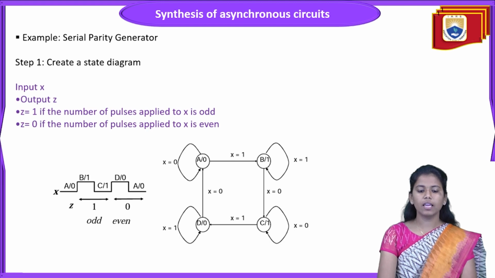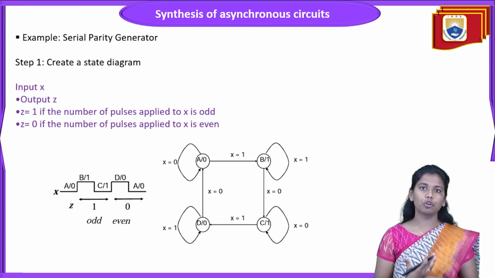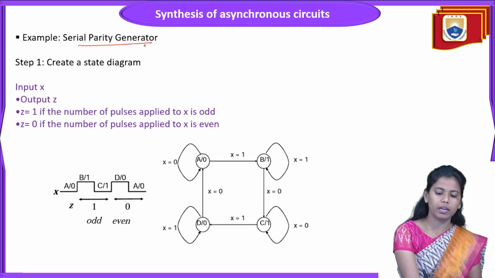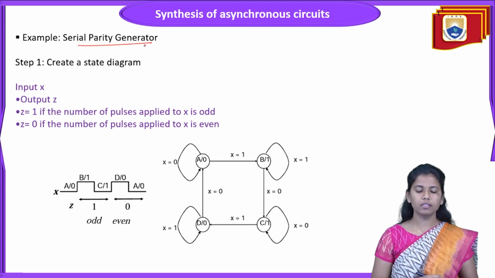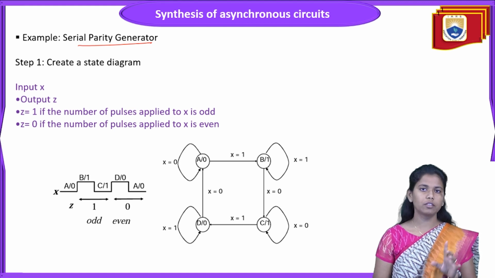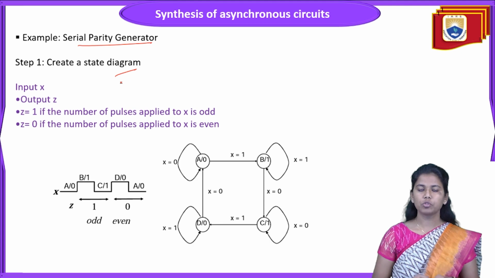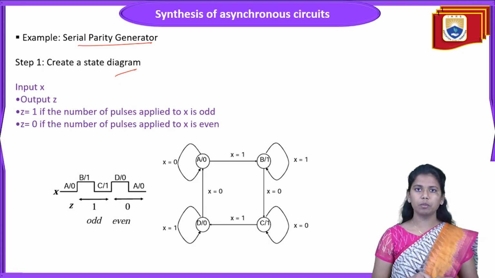And now we will see the example of a simple parity generator. Here we will see how the synthesis of a synchronous sequential circuit takes place by considering a single parity generator. As I said, we have 5 steps to follow. The very first step is to create a state diagram, so by considering the single parity generator, we need to create a state diagram.